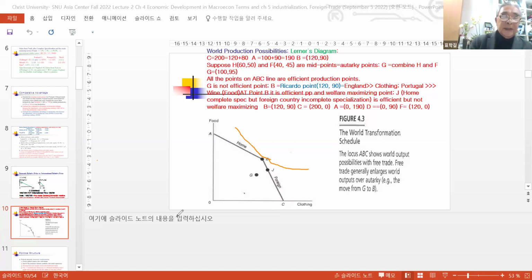Okay, so that's kind of a division of trade, a trade story.